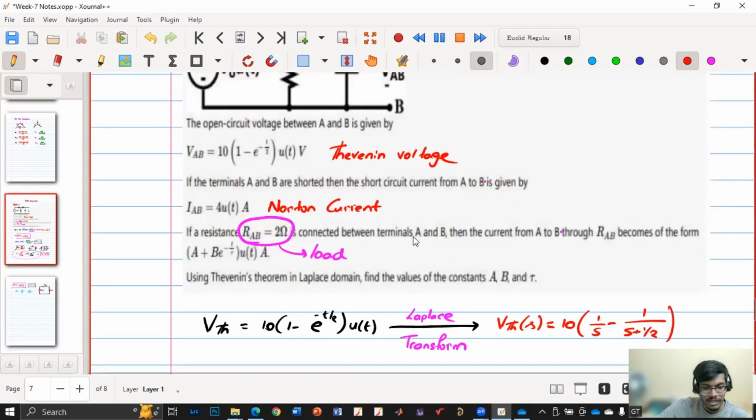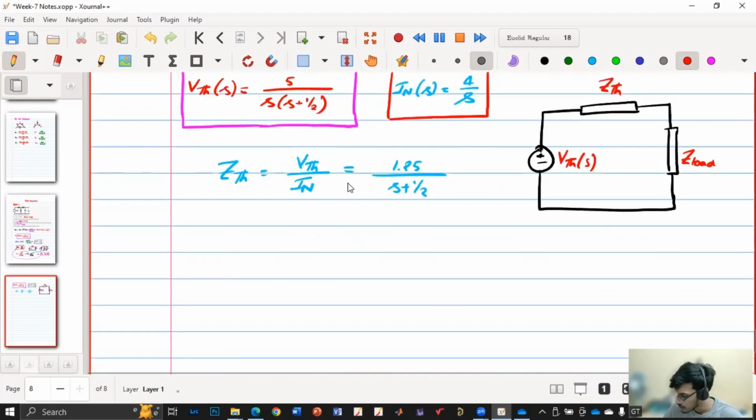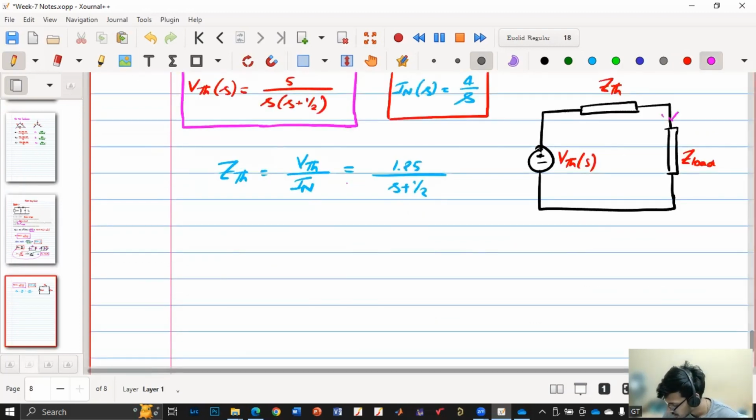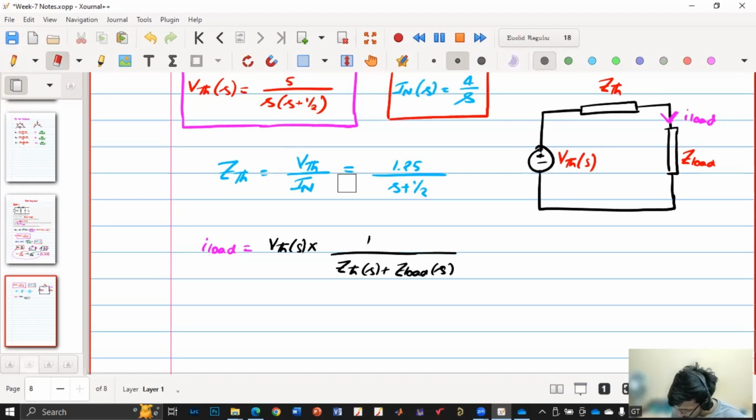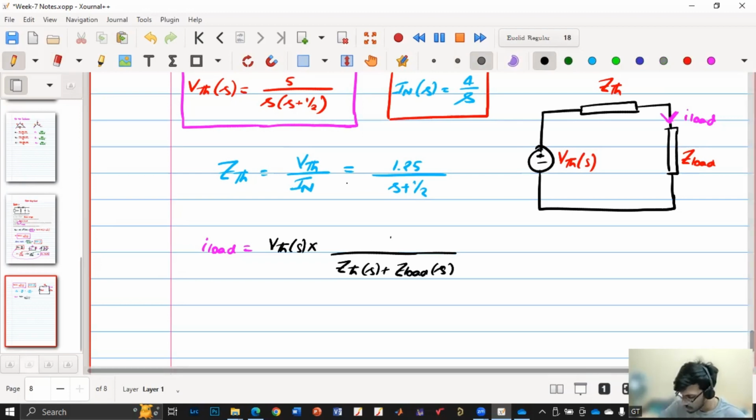Now, whatever they're asking, we'll see what is the current flowing through RAB. So we are asked to find what is the current flowing through this. Say I will call it I load. Now I know I load is equal to V Thevenin of S into 1 by Z Thevenin plus Z load. You agree, right? Yes, sir.